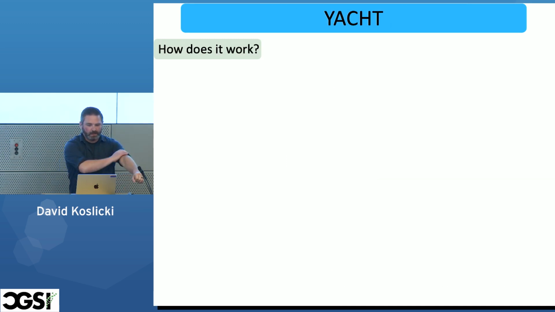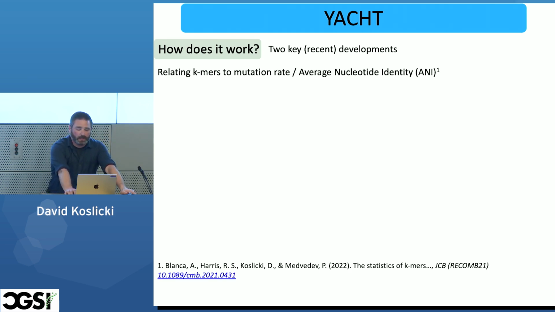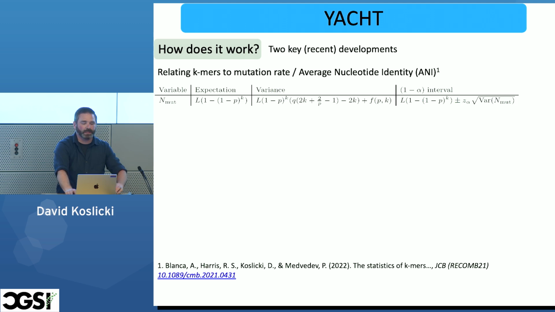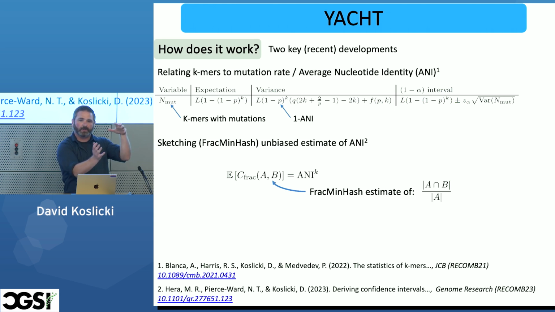Great. Okay. So, how does it work? Two key recent developments allowed this YACHT approach to be developed. First off, relatively recent results relating average nucleotide identity, equivalently mutation rates, to different k-mer-based quantities. So please don't read these formulas, but essentially what we're able to do is relate the number of k-mers that either have a mutation or don't to things like a mutation rate or average nucleotide identity. And then similarly, we were able to show that these FracMinHash sketches, with a slight factor added in there, can give you an unbiased estimate of ANI. So essentially, your FracMinHash estimate of similarity, here called the containment index, is related to your ANI value.